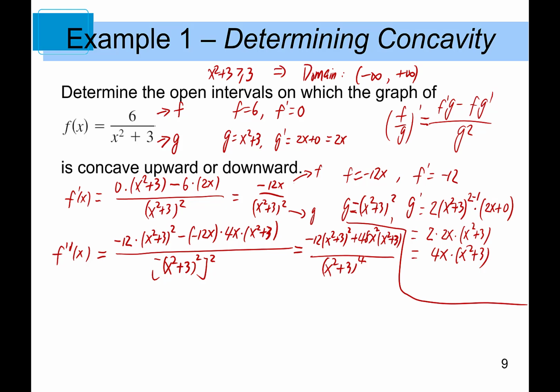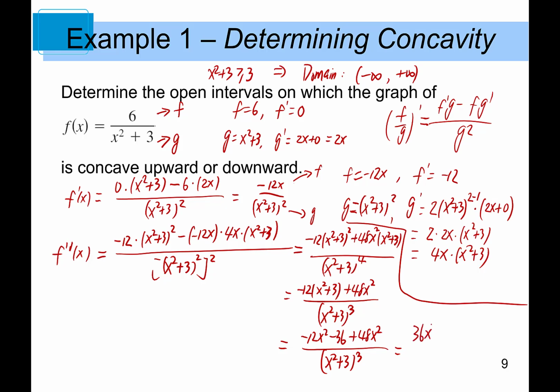Okay, then we're going to reduce every single term on top and bottom by x squared plus 3. So now we get negative 12 times x squared plus 3, plus 48x squared, over x squared plus 3 cubed. Then distribute it, combine like terms, we get negative 12x squared minus 36 plus 48x squared over x squared plus 3 to the 3rd. Then it becomes 36x squared minus 36 over x squared plus 3 to the 3rd. So that's the second derivative.